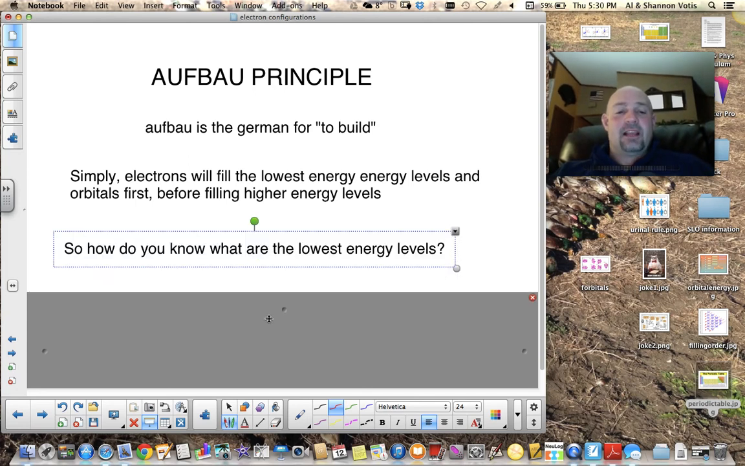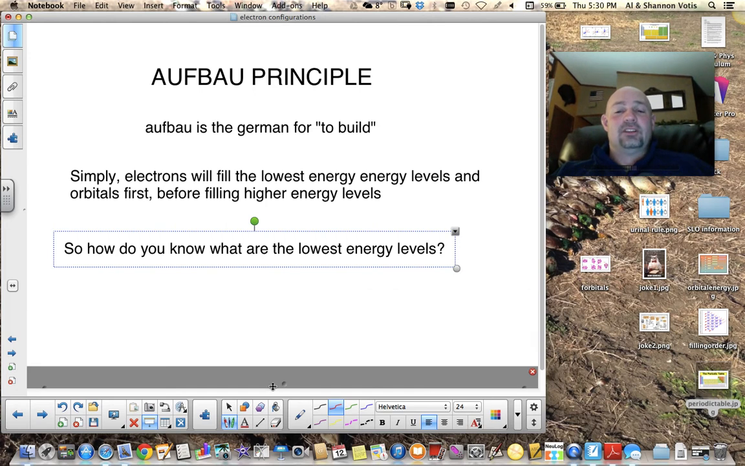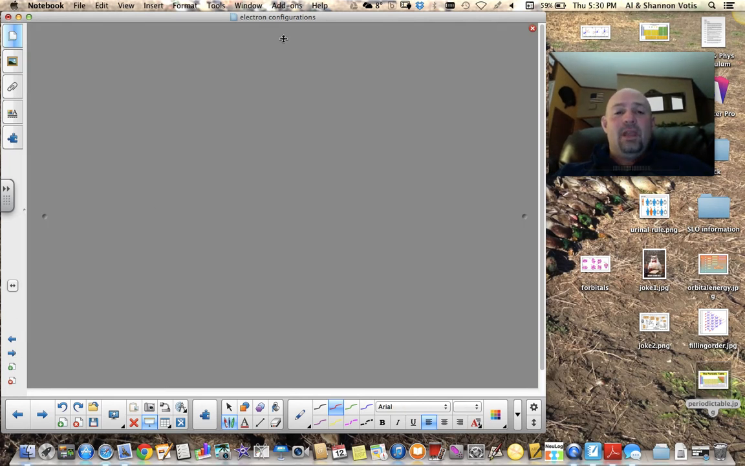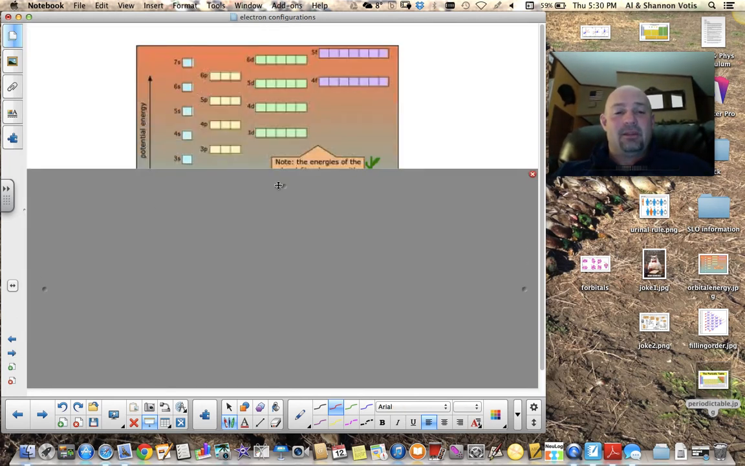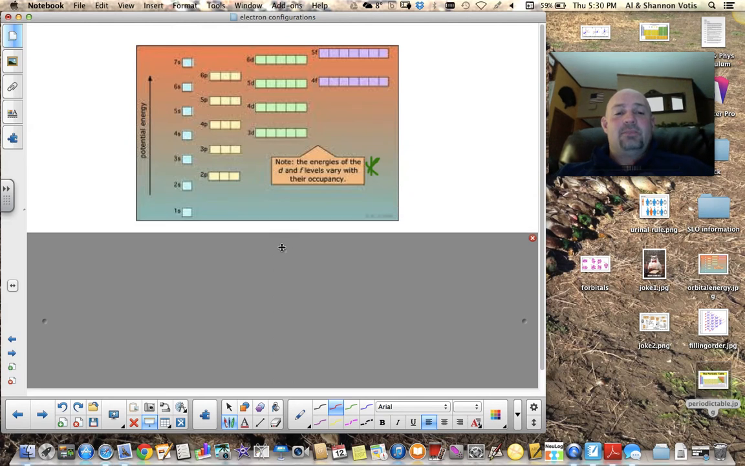So how exactly do we know what the lowest energy levels and the lowest orbital energies are? It's not too complicated. We have this diagram here, which will seem complicated at the beginning, and what it's basically showing us is each orbital in its energy level. So the 1s, that's the first energy level, s orbital. 2s, second energy level, s orbital. 2p, second energy level, p orbital. They're just lining the orbitals up, but you can see that each orbital, as it goes up, this is our energy.